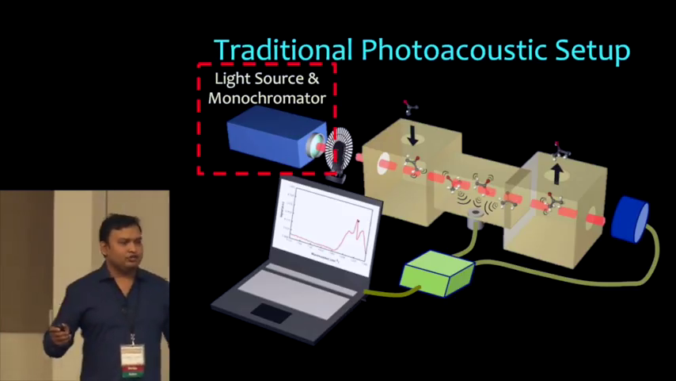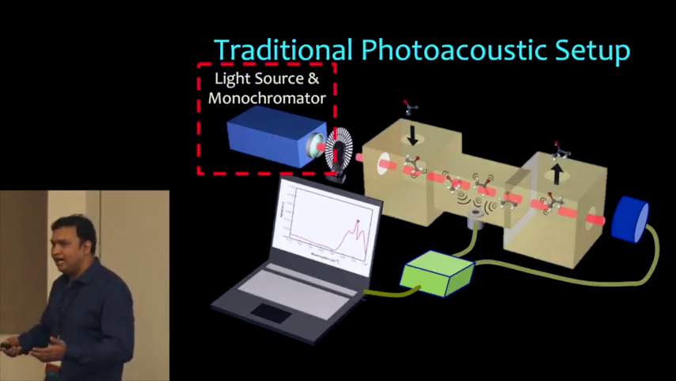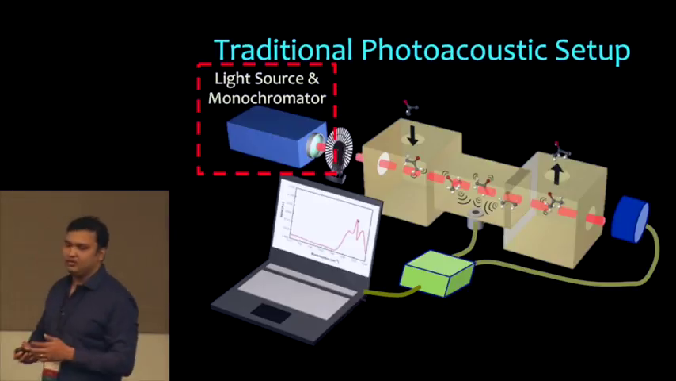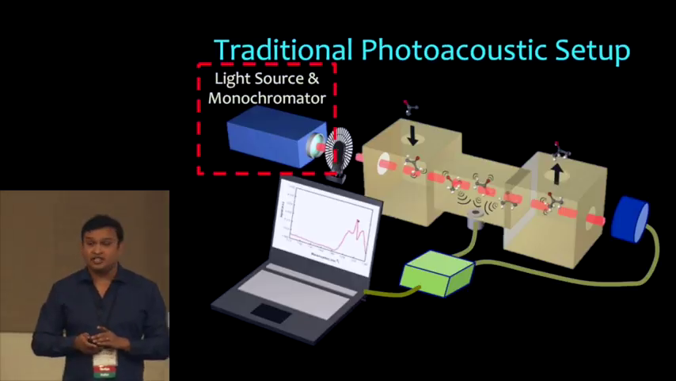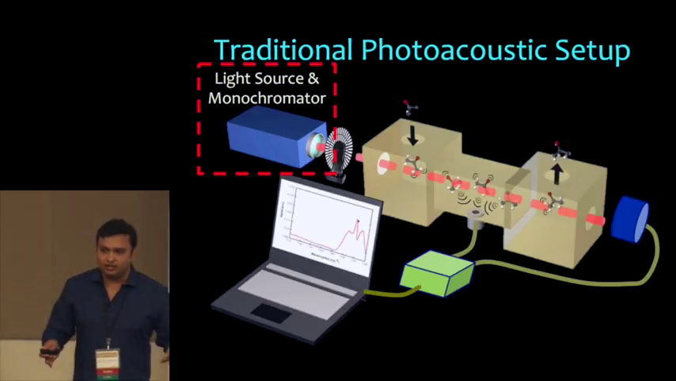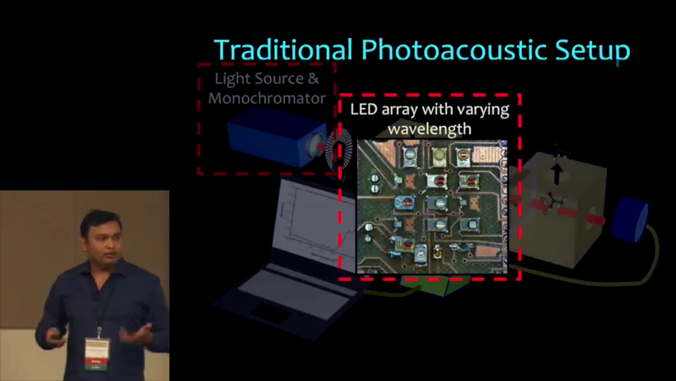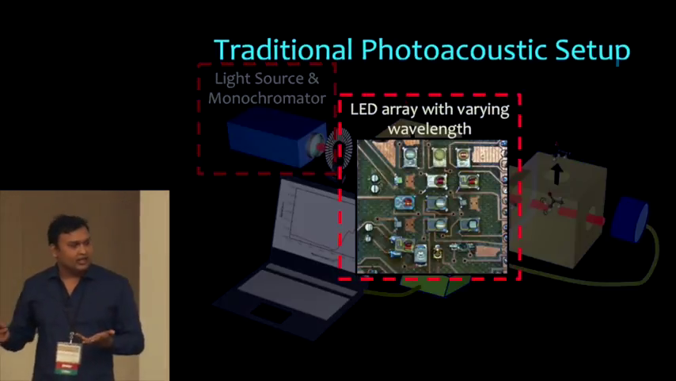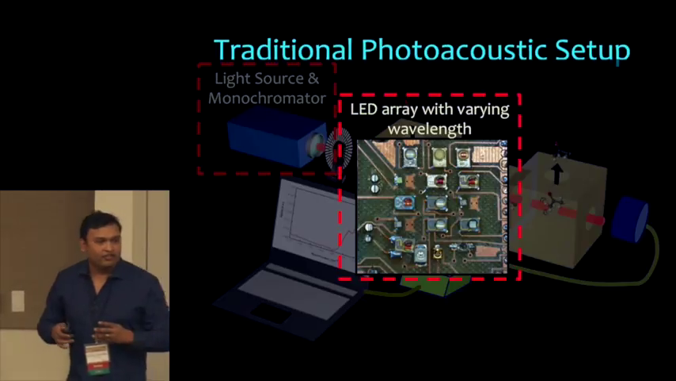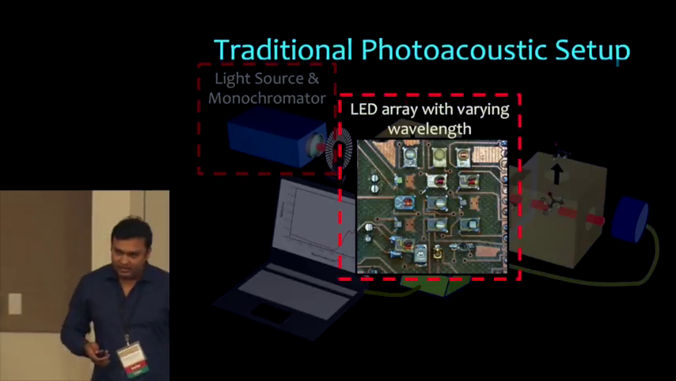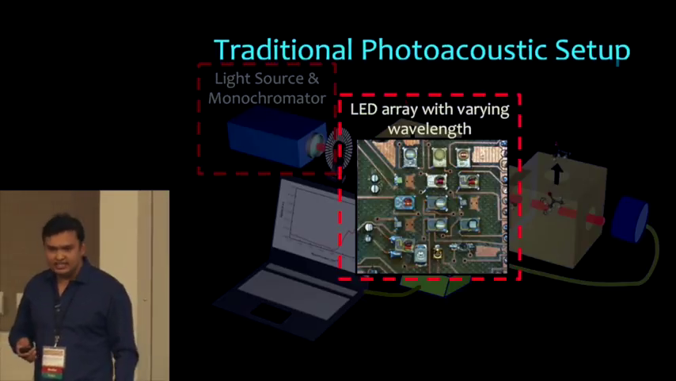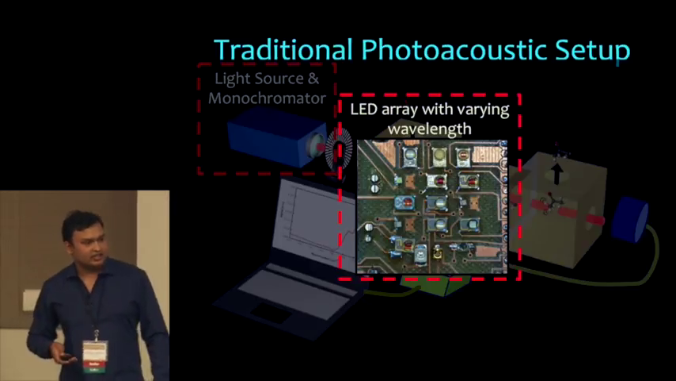Let me quickly walk you through a traditional photoacoustic system and tell you how we are planning to design our system. A traditional photoacoustic system starts with a broadband light source and a monochromator so that we can select a particular wavelength, right? We have achieved pretty much the same thing with an array of LEDs with varying wavelength. As you can see, we have used 16 surface-mounted LEDs, and could implement it in a very small place.